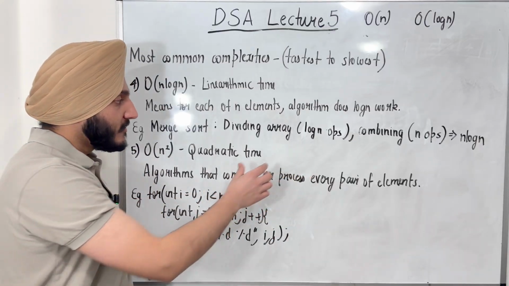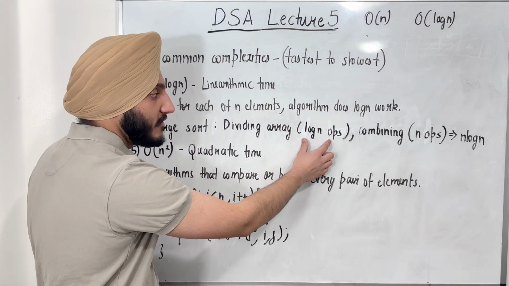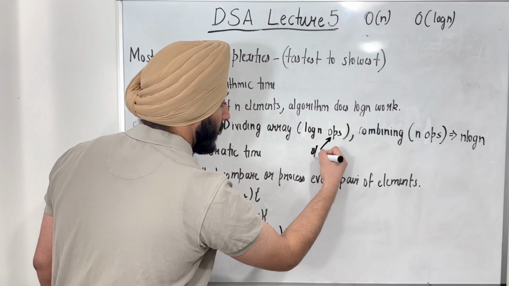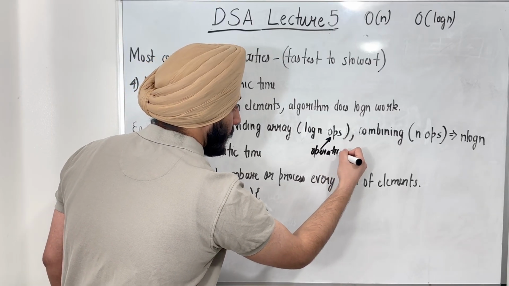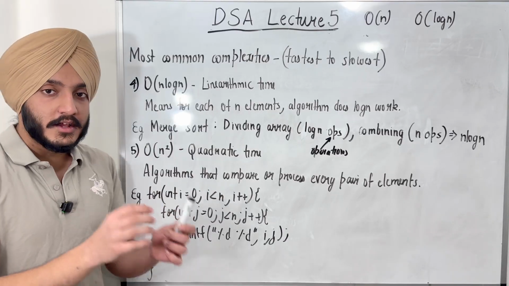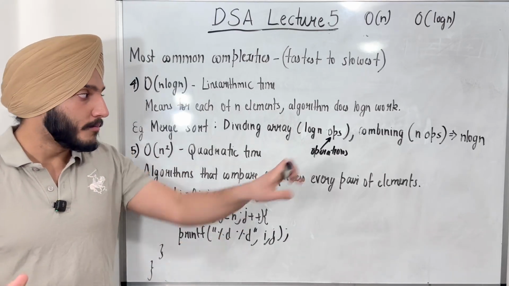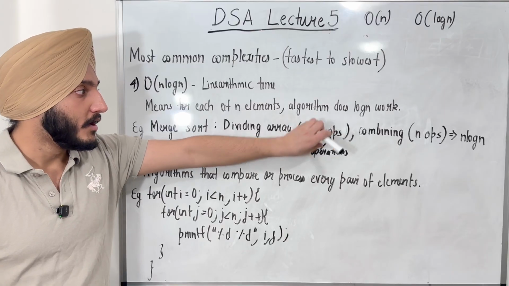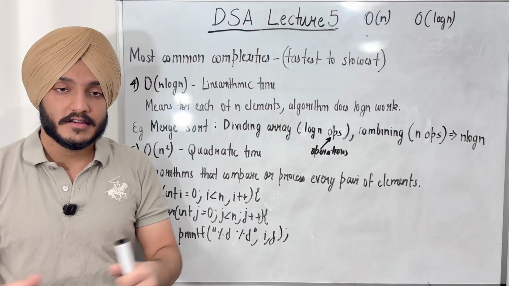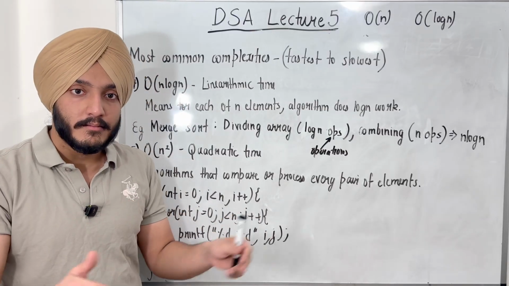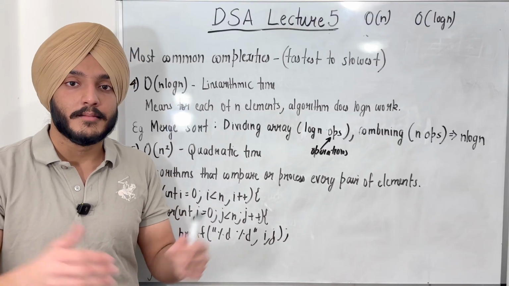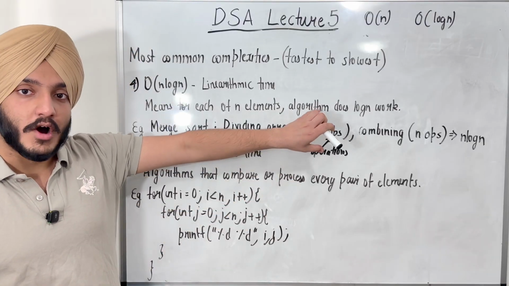What happens is that dividing this array takes log n number of operations. This OPS basically means operations. My point is that dividing the array into multiple parts takes log n time. But then we have to combine all those different parts together again. It's like you have already made a puzzle, but you break every single part and then you try to build it back again. That is how merge sort works.